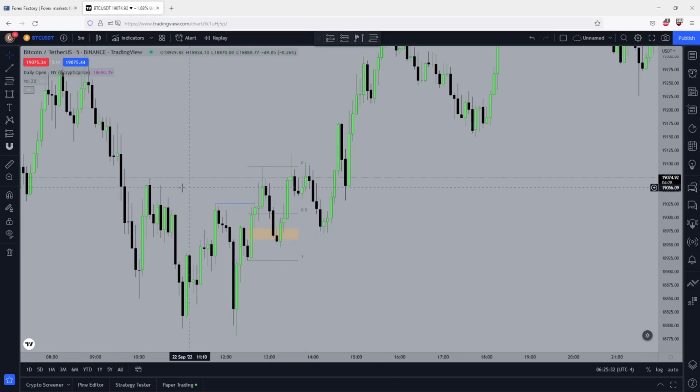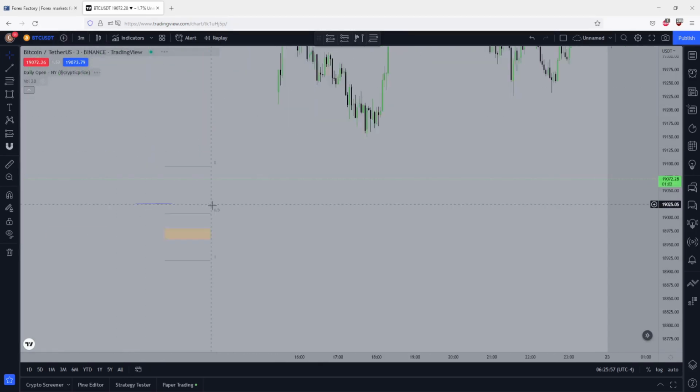We have a market structure shift, so we are in an uptrend now, we're looking for longs. Price reverses back down into a fair value gap in a discount and then starts to push higher. Again, price respects this candle right here, which is an order block. As you can see, it just touches it and then it shoots off.